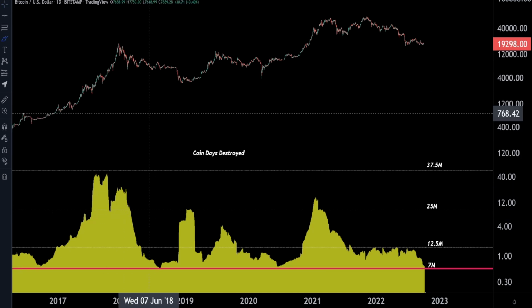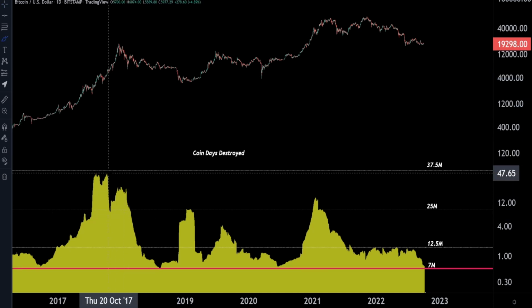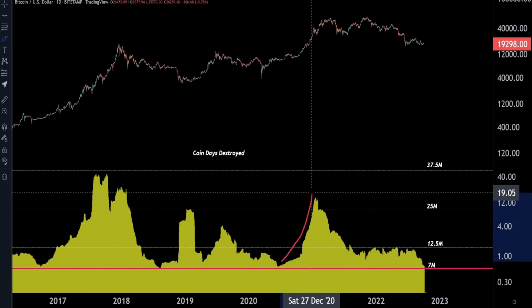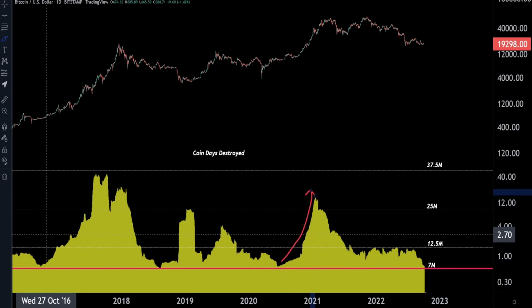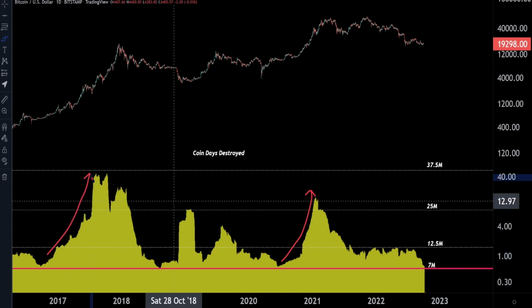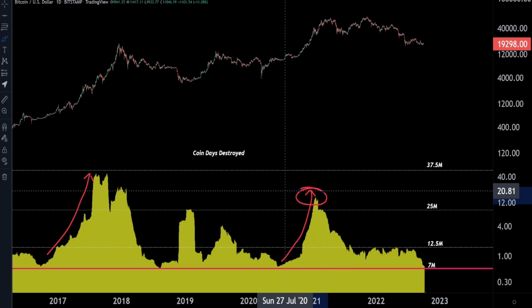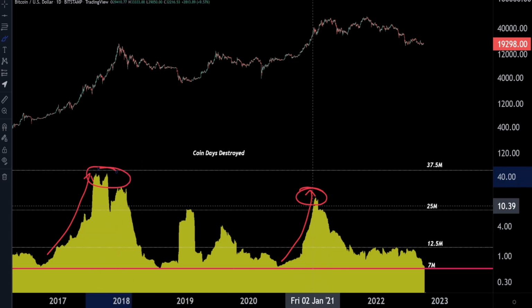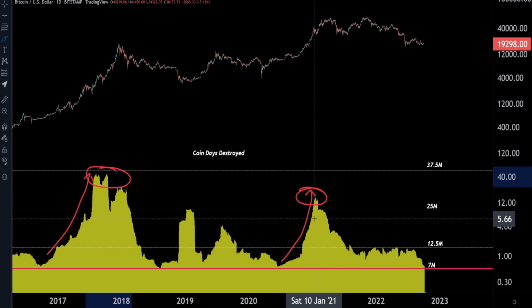When we look back here at 2018, notice that as the bull market continues on, this level rises. Coin days destroyed rises. And the same thing in 2020. As the bull market continues, coin days destroyed reaches a peak. In order to get a large number of coin days destroyed, old hands are selling. Old hands are the ones that can rapidly make high numbers of coin days destroyed.